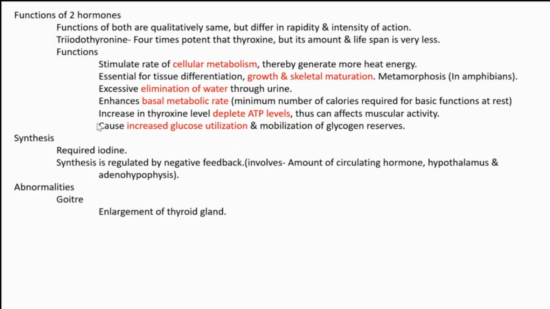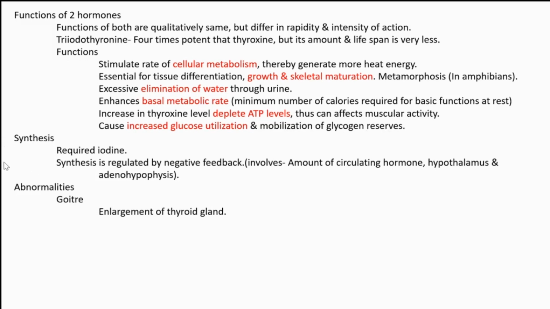And the last function, it increases glucose utilization. As the glucose demand increases, from which source does the body find glucose? Mostly from glycogen. The glycogen resource in the body serves as a source for generating more glucose for the use of the body. So lastly, the thyroid gland hormones increase glucose utilization by mobilizing the glycogen stores present in the body.